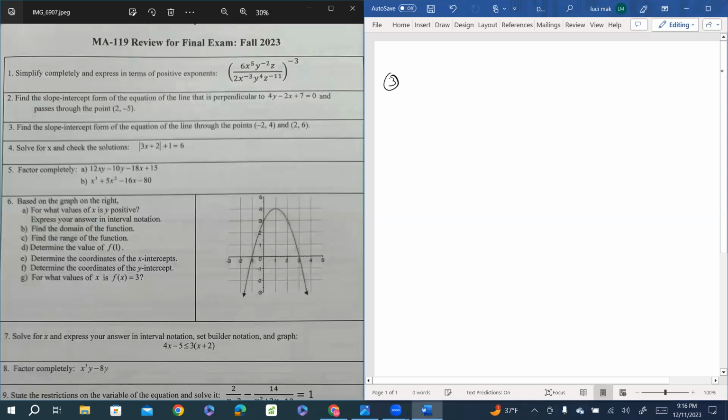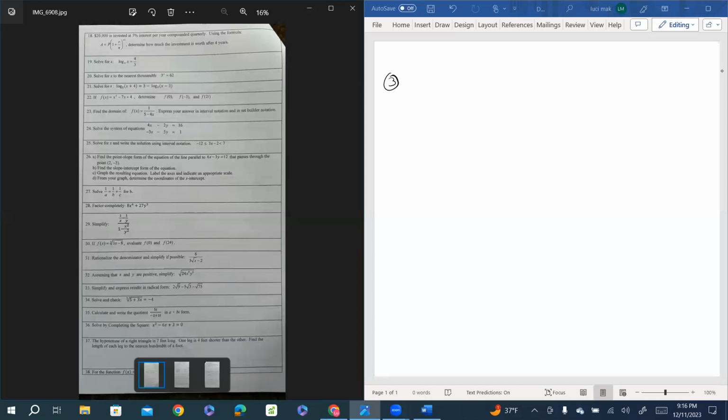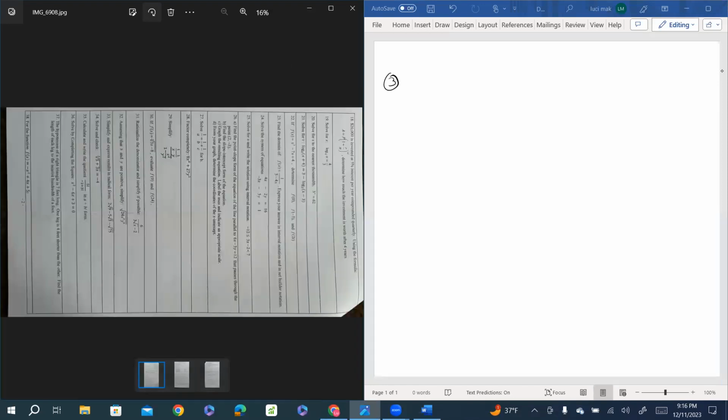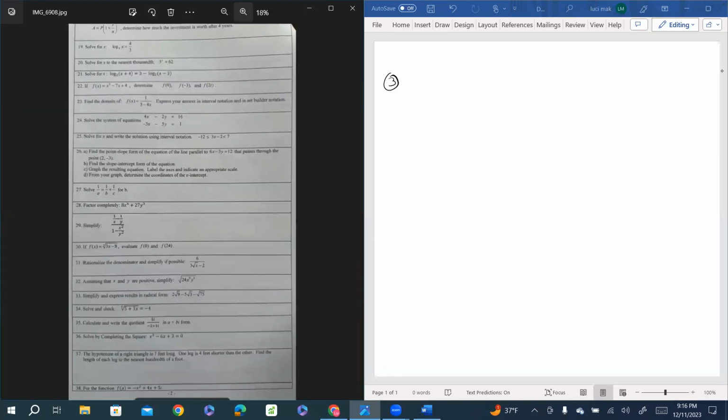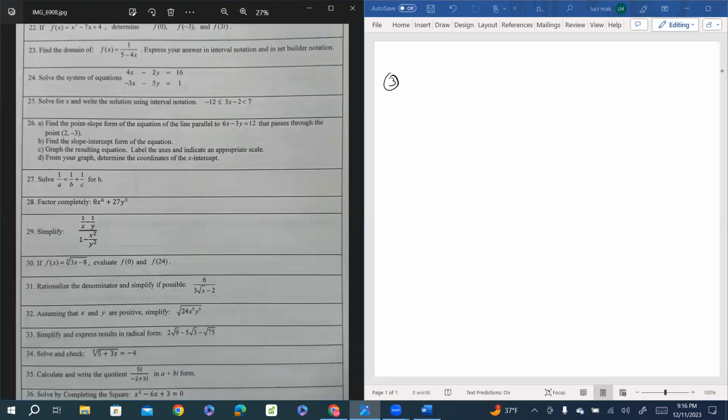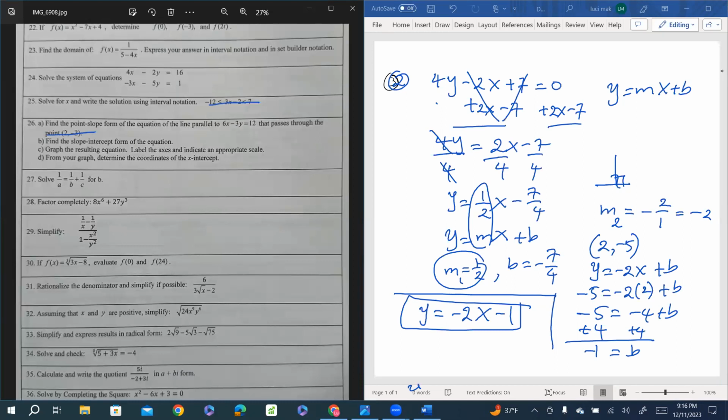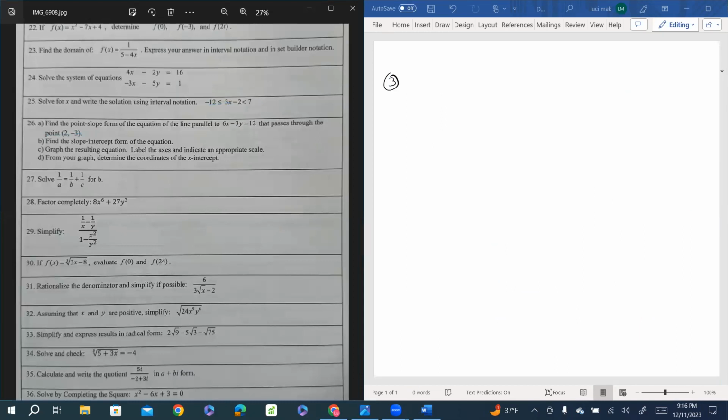I'm going to use the color blue. All right, so leave it as it is. We want to find the slope-intercept form. Sorry about that. Technical difficulties sometimes. Let me just go back. Sometimes you just have to live with it, but next question.